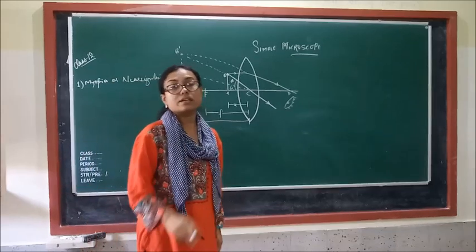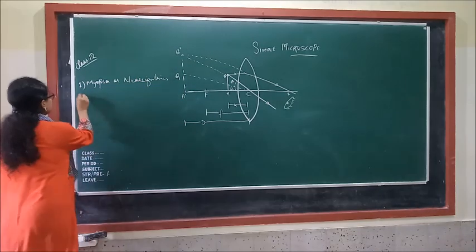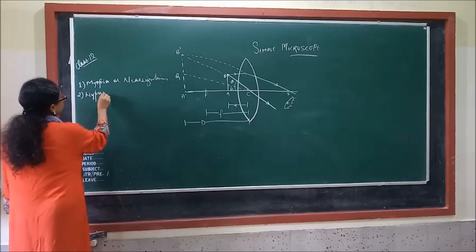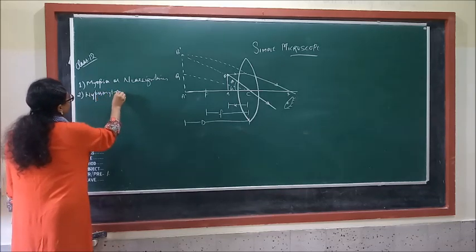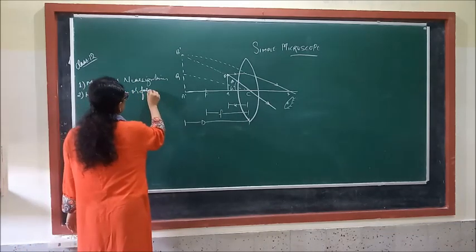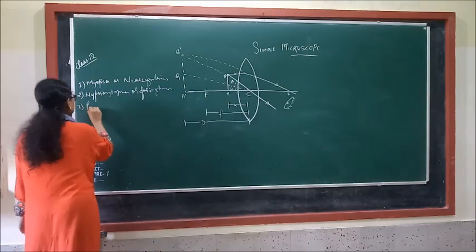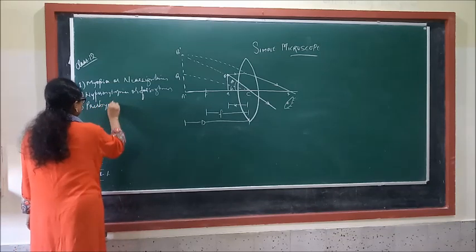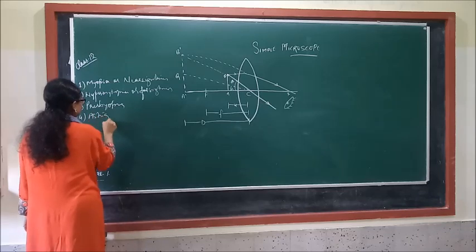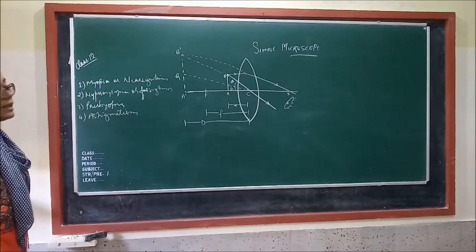That also you read in class 10, but that is why I am not making a diagram. We are explaining. Second is hypermetropia or farsightedness. Third is presbyopia. Fourth is astigmatism. Okay, students, these are the four eye defects.